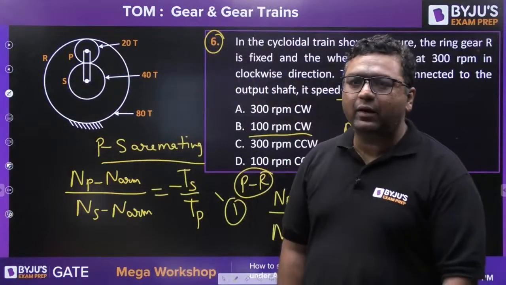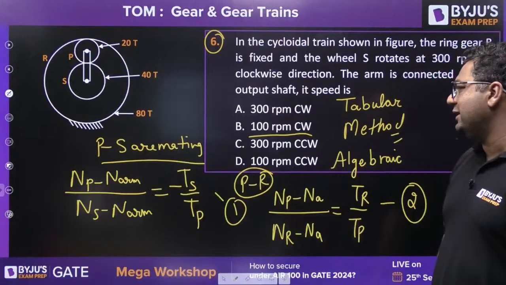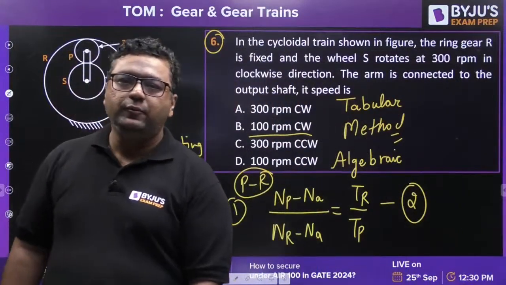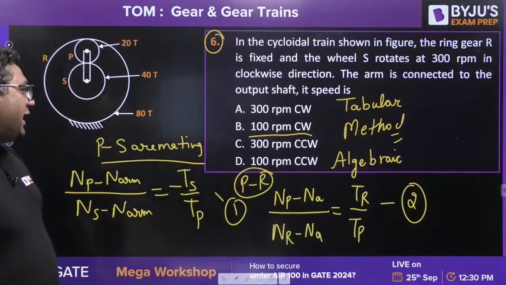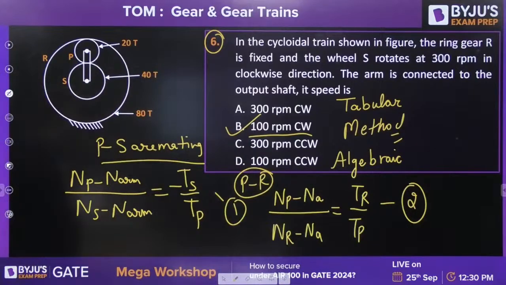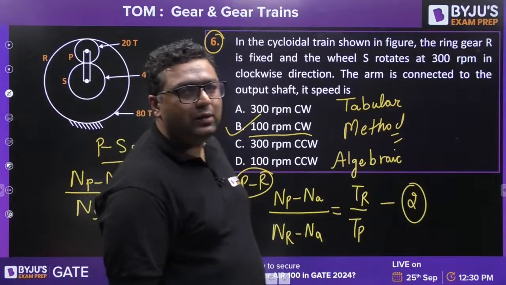Midun is saying B, Ocean is saying 100 RPM clockwise. Bahut hi badhiya bhai. Very good guys. So the answer for this is yes, 100 RPM clockwise. Teju, are you trying it?